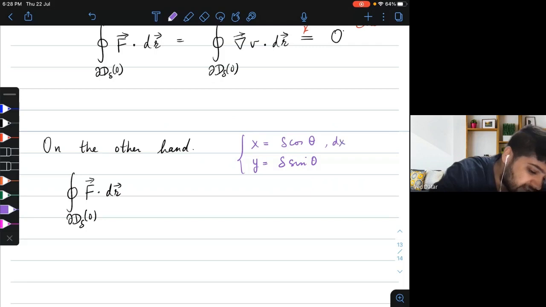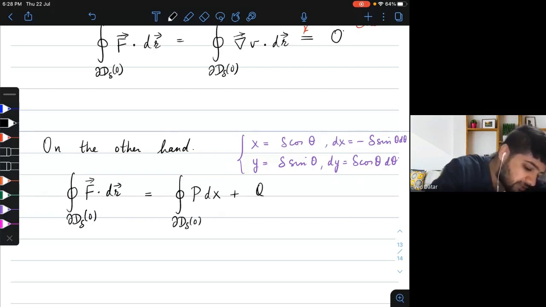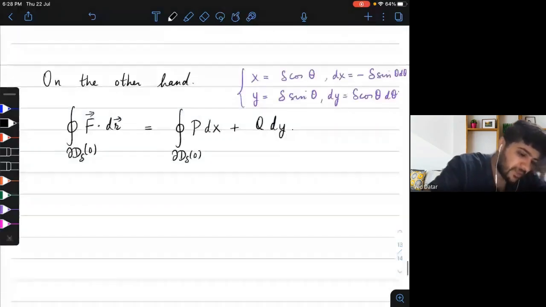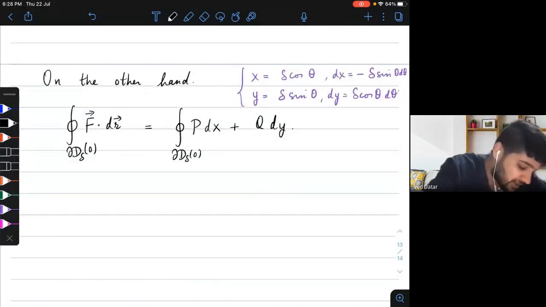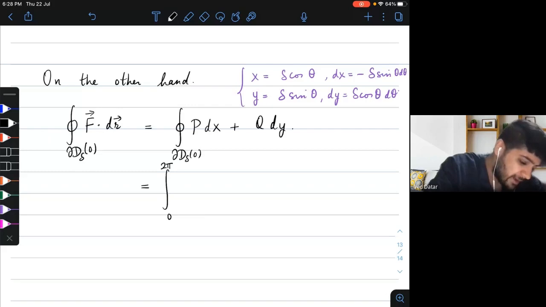Then what is dx? dx is minus delta sine theta d theta, and dy is delta cos theta d theta. Okay, and then by the definition of line integral, this is basically just p times dx plus q times dy. But now you have calculated dx and dy. So that is the integral from 0 to 2 pi, because theta goes from 0 to 2 pi.